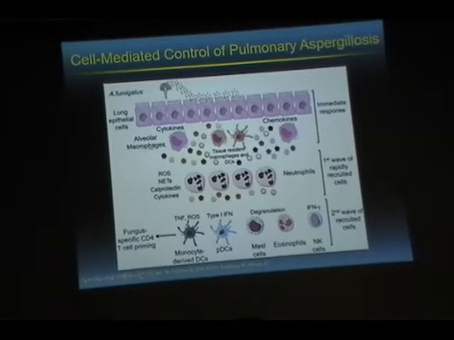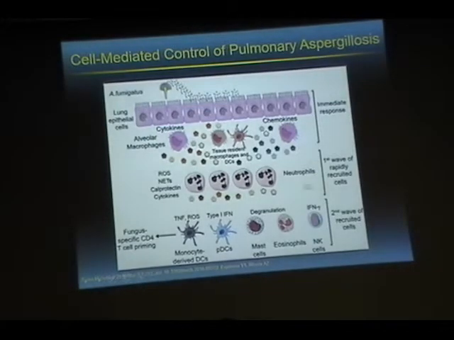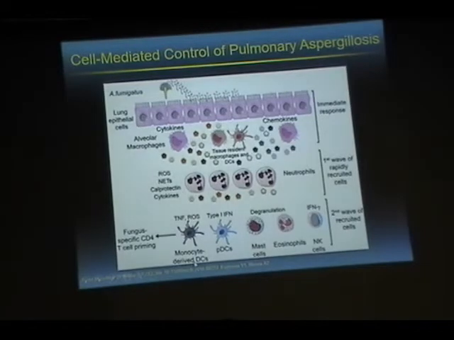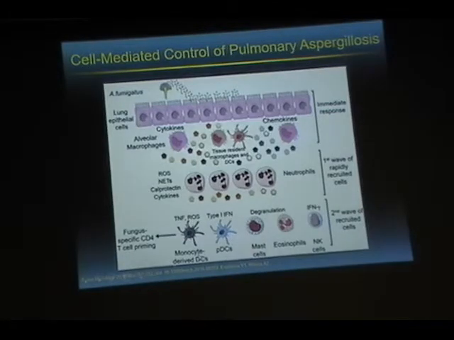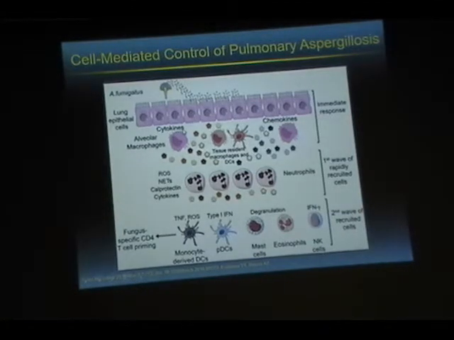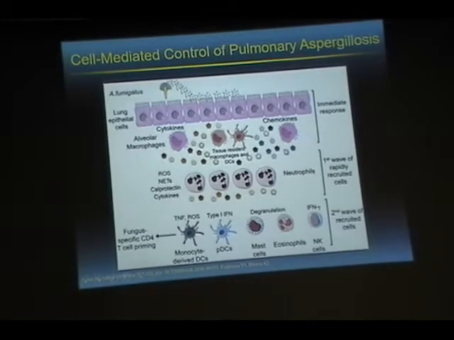these chemokines and cytokines also activate the second wave of recruited cells to make sure that you don't have a reinfection. And the second wave are monocyte-derived dendritic cells, plasmacytoid dendritic cells, and T cells as well. Okay, and these actually aid in fungus-specific T cell priming, so you have memory cell responses. Okay, so these are essentially recruited because of the cytokines and chemokines produced by the tissue-resident macrophages.